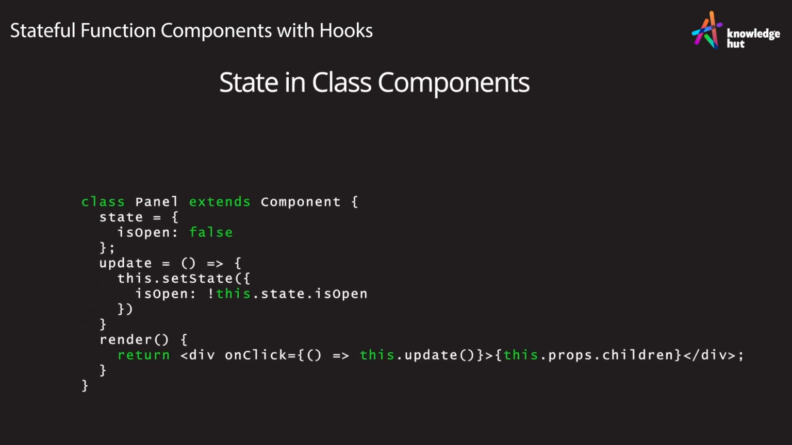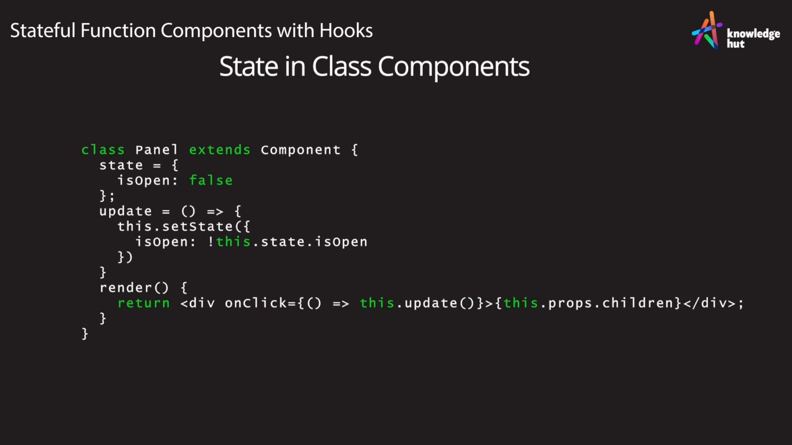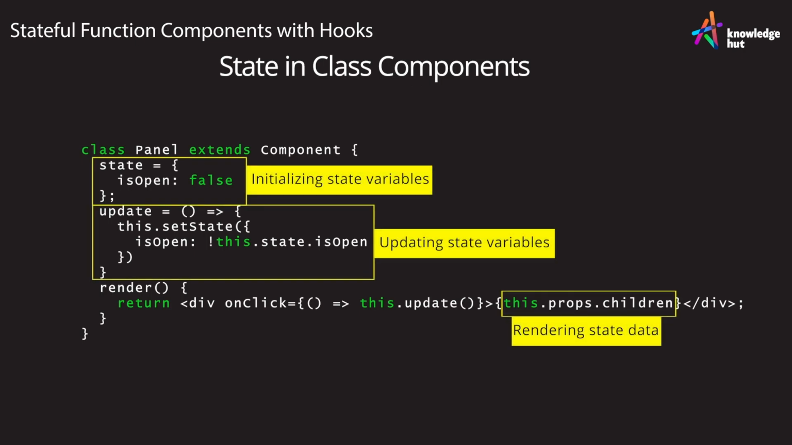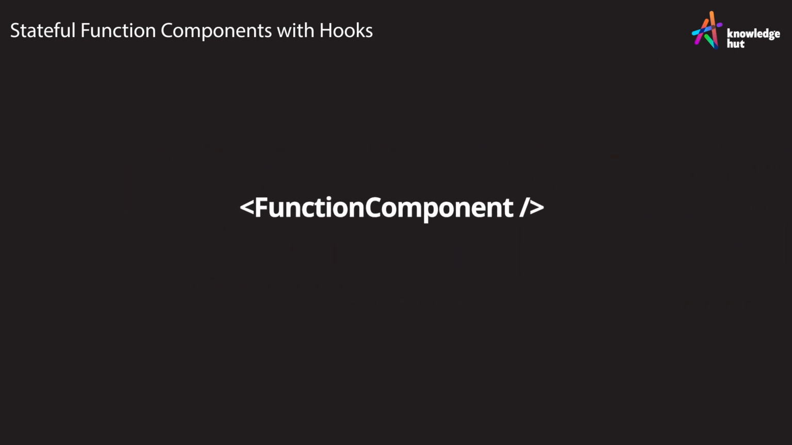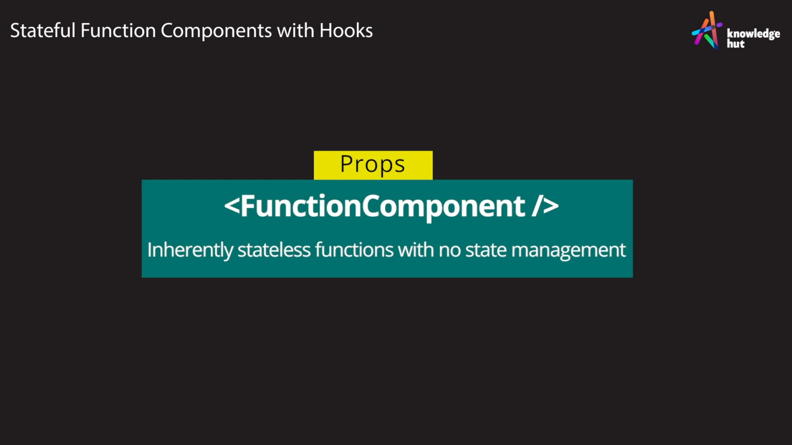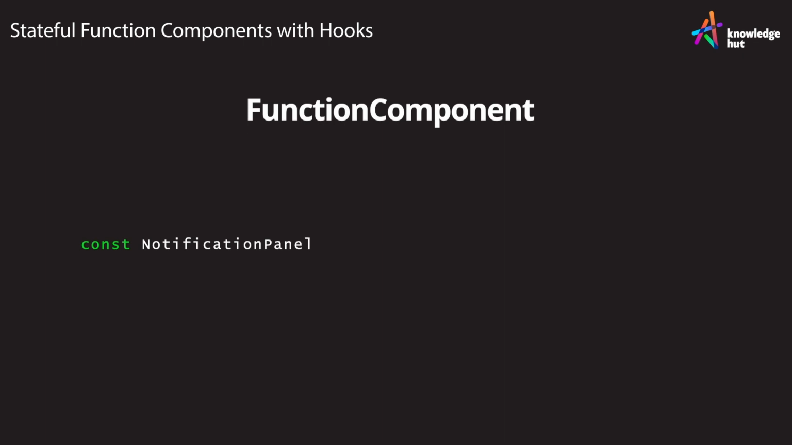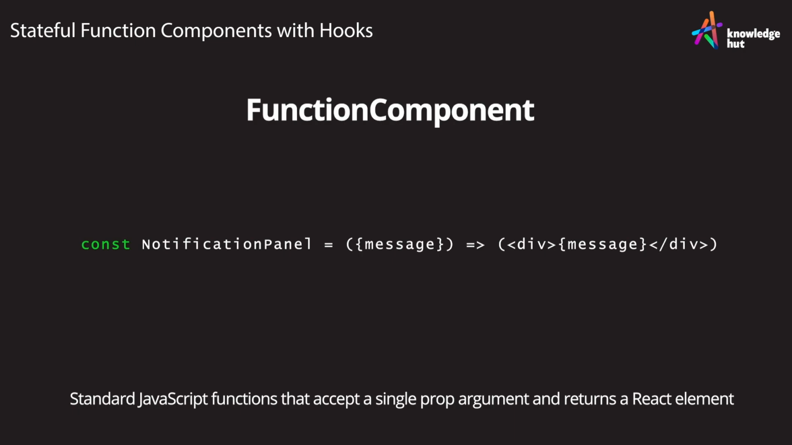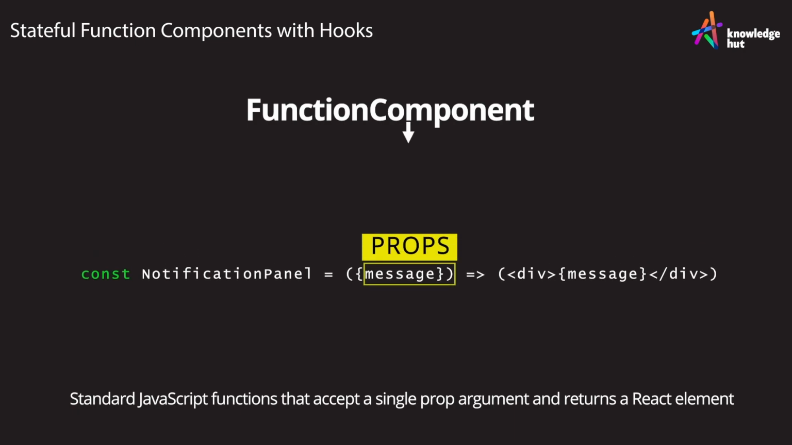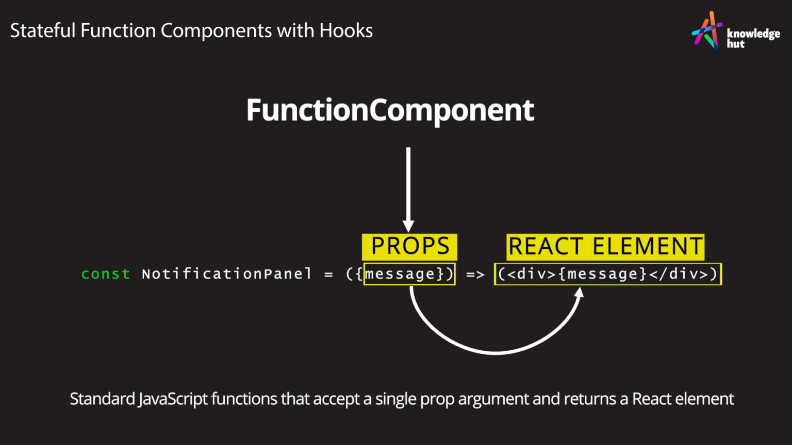In the last video, we learned about state and how you can create and manage state in class components. Class components offer built-in state management and are thus a natural choice when your component incorporates local state from the get-go. On the other hand, we have function components. Function components are inherently stateless. They accept their data using props and do not offer either state management or lifecycle methods. This is how a function component looks. As the name implies, these are standard JavaScript functions which accept a single prop argument and return back a React element to render. These are thus lightweight and simple functions that rely on props for their data.